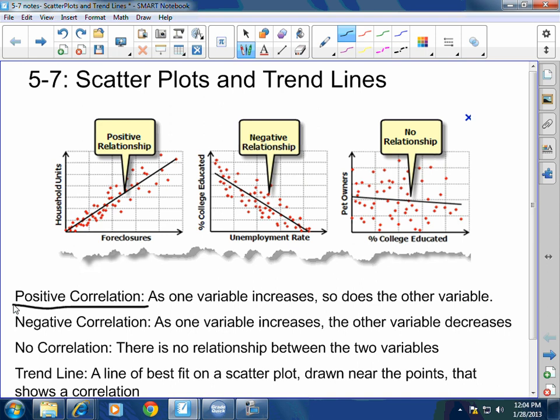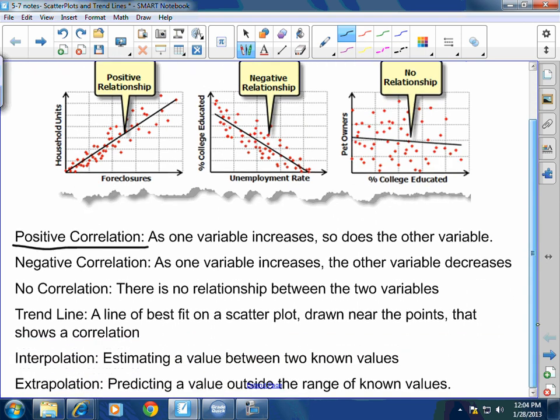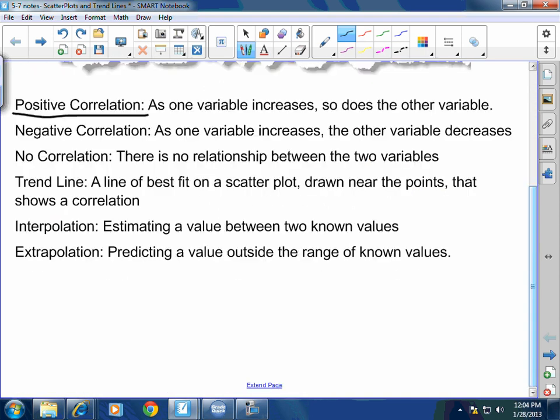Now, we're going to be doing two things with scatter plots. First of all, we're going to create a trend line. That was the black line in the examples above, the line of best fit on the scatter plot. It's drawn near the points and shows a correlation. You're going to try to draw this trend line, this line of best fit, exactly like what it says. It best fits the data that they've given you.